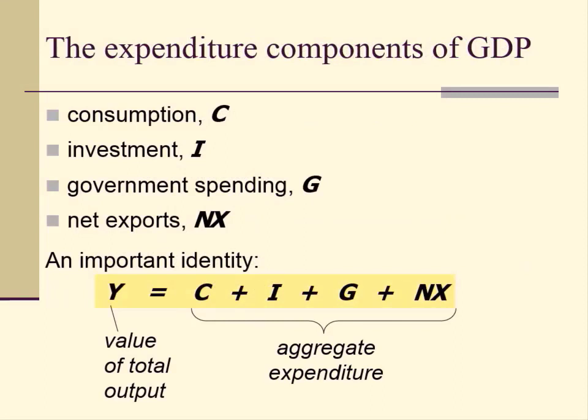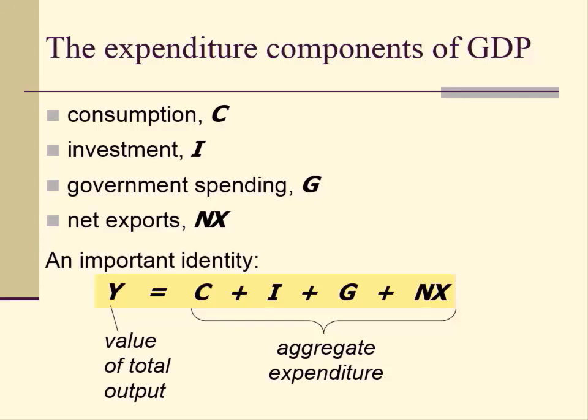In an open economy, there are four components of GDP. 1. Consumption. 2. Investment. 3. Government spending. And 4. Net exports. So we can define GDP as total expenditure on final goods and services, and that should equal C plus I plus G plus net exports. And those portions are known as aggregate expenditure.